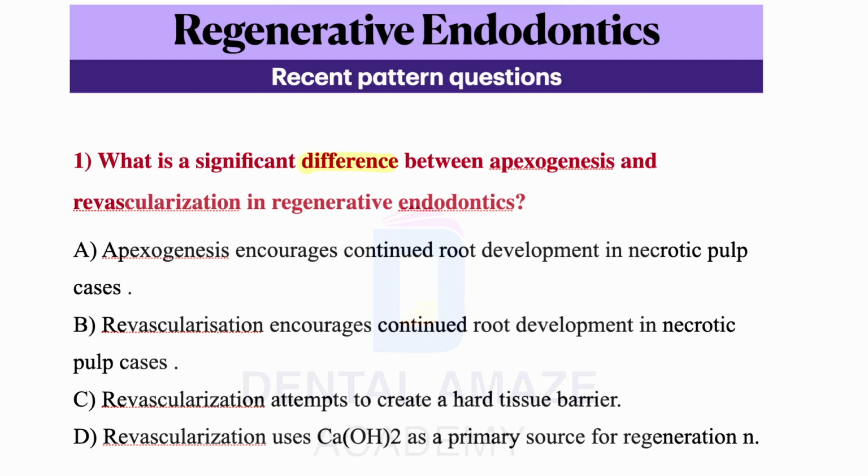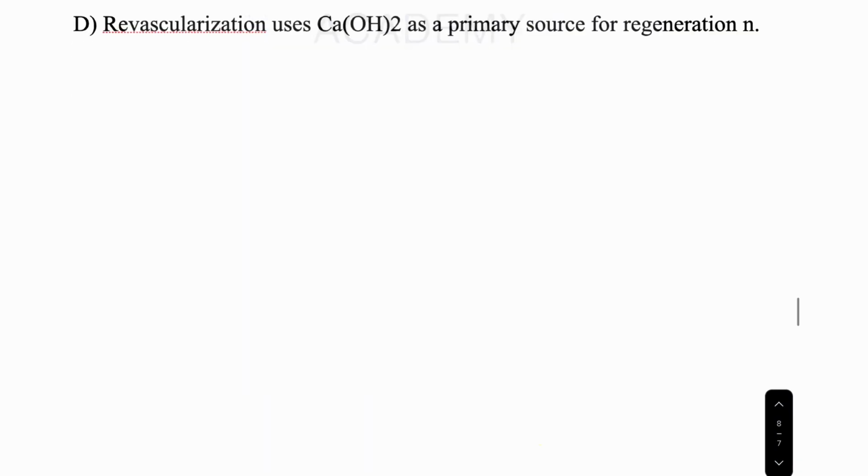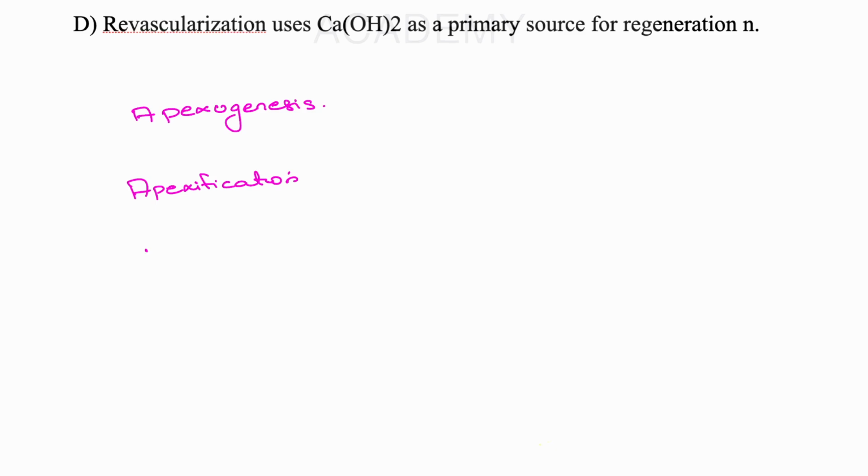What is the significant difference between apexogenesis and revascularization in regenerative endodontics? To explain that, I'll give you a basic outline. You know that we have three related procedures. One is apexogenesis. The next is apexification, and as I've told you, now we have revascularization. So when is it done? Certain conditions have to be met for these to be done.